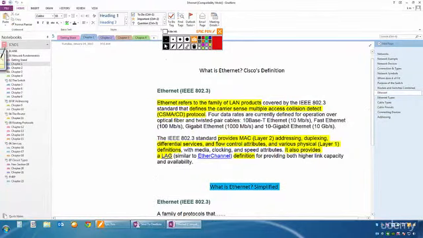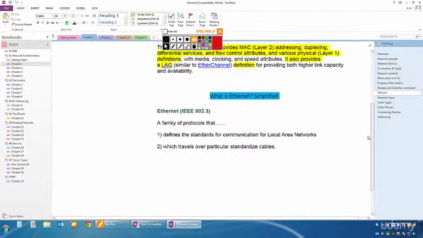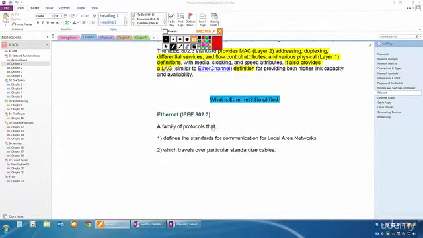Okay, so let's get farther down here. I was wondering why I wasn't seeing my scroll here, but that's because I didn't have the mouse enabled. So let's simplify all this information. Ethernet is a family of protocols that, one, defines the standards for communication for local area networks. That's it. Wow, well, that's simple. You're telling me Ethernet is nothing more than this underlying thing that's governing communication on a local area network, on a LAN? That's it.